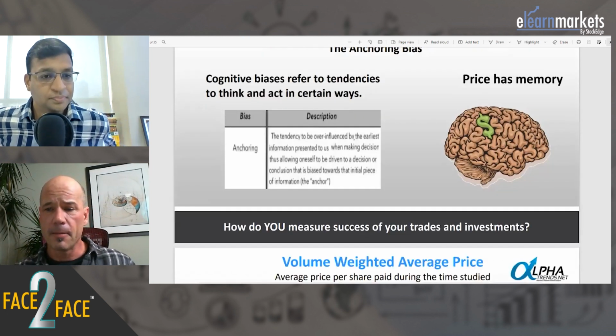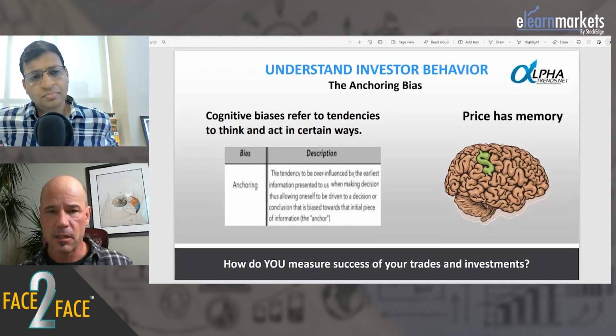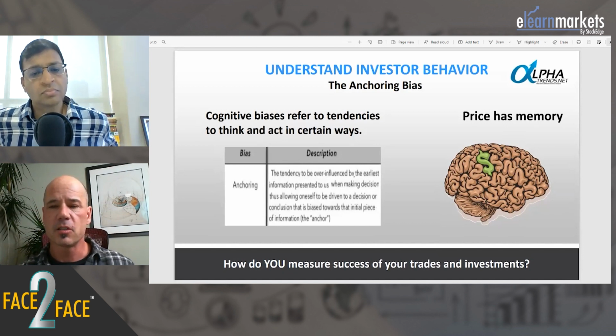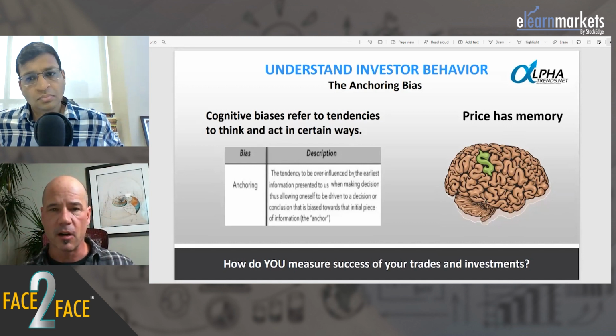Got it. So the anchoring bias is something that's called a heuristic. It's that our decisions are based on our anchor point in our mind.